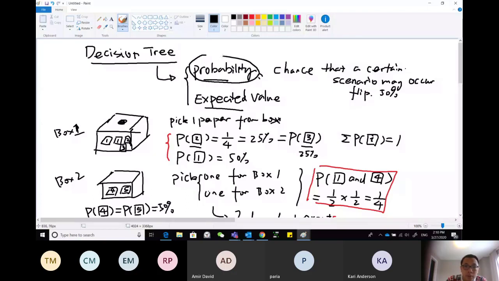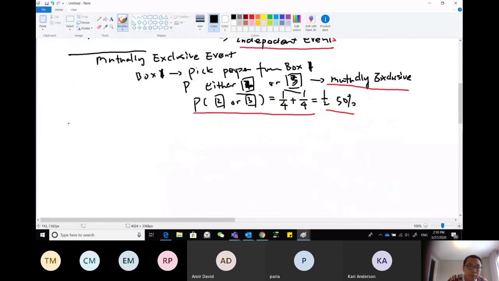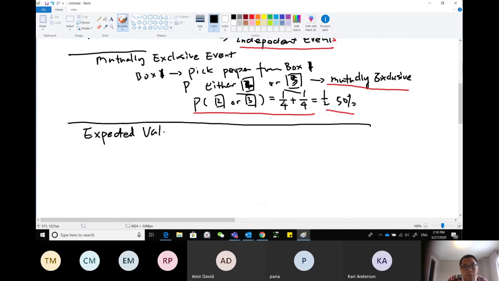Now, so that's the first concept for probabilities, right? We need that for building our decision tree. So the second concept is expected value. So expected value is considered as the average value, right? The average value of the results.